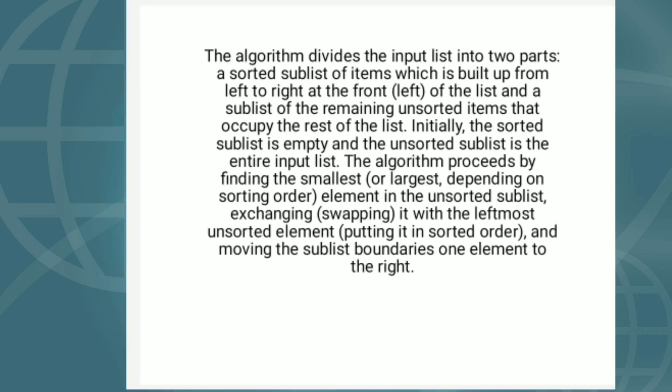It can be simply explained as: the algorithm divides the input list into two parts. A sorted sublist of items which is built up from left to right at the front of the list, and a sublist of the remaining unsorted items that occupy the rest of the list, and so on.